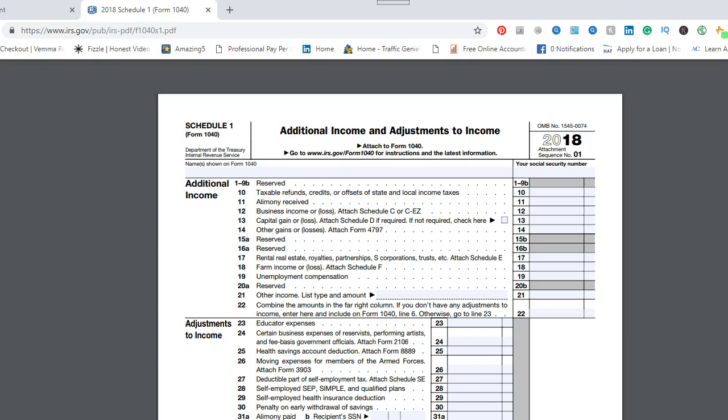And so line 12 is for business income and loss, Schedule C or Schedule C-EZ. And that's for most people who are self-employed individuals like barbers and stylists and welders and contractors and small business owners who are non-incorporated. They'll go on to Schedule C, and line 12 is for that.